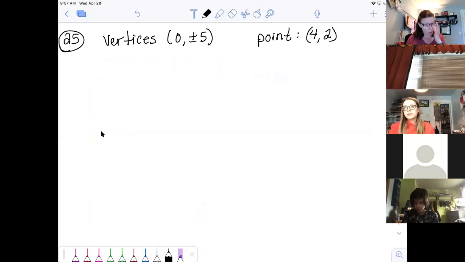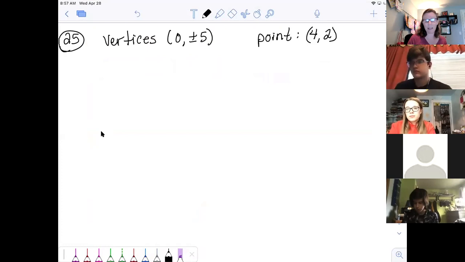Number 25 was a problem that gave you the vertices, and those vertices were at 0 and positive or negative 5. And then it also gave you a point that it passed through, and that point was at 4, 2. And it said, find the standard form of the equation.